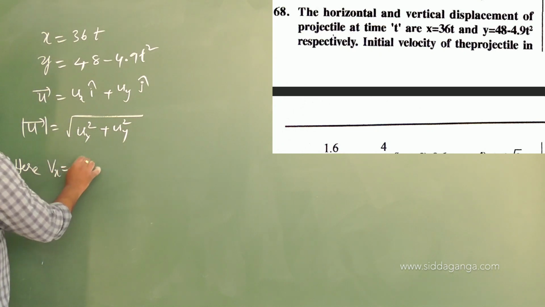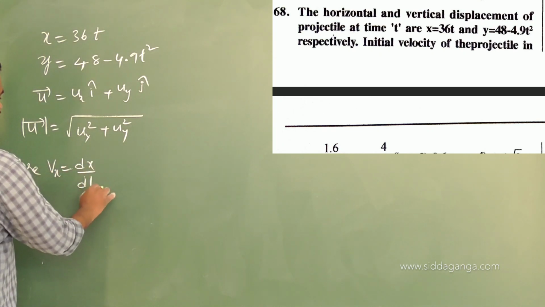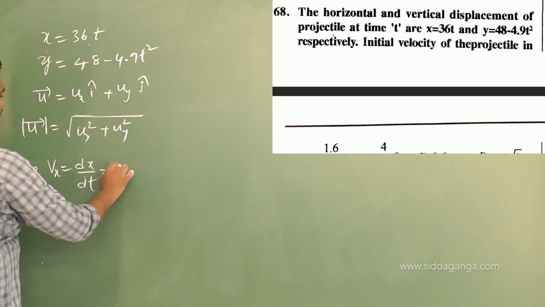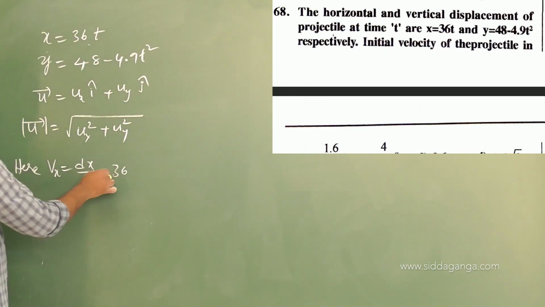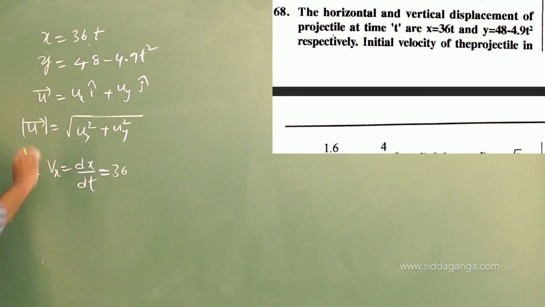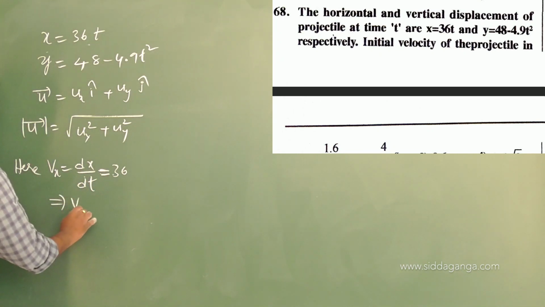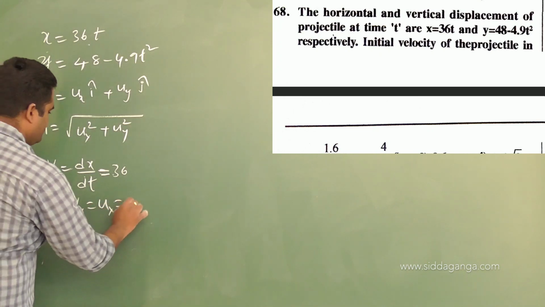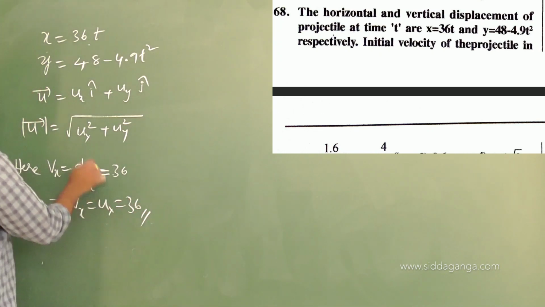Vx equals dx by dt. What is the differentiation of this equation? You will get 36. You know this differentiation already, so that's why I am writing it directly. 36 means at any point Vx is equal to Ux. How much is it? 36 you got. Okay, Ux value we got here.